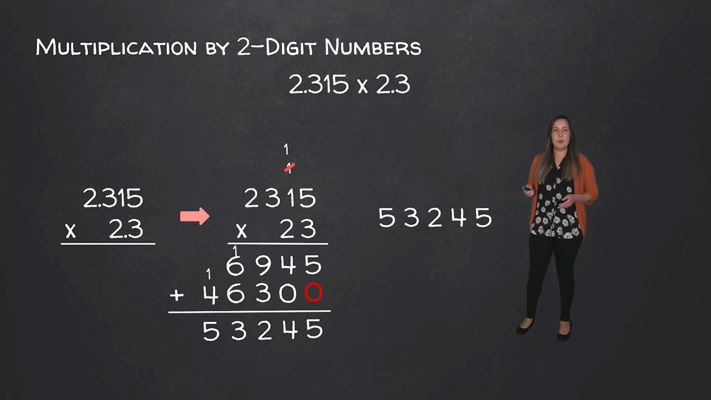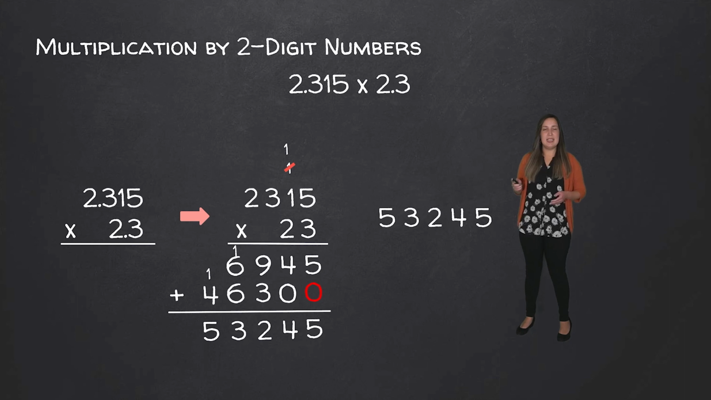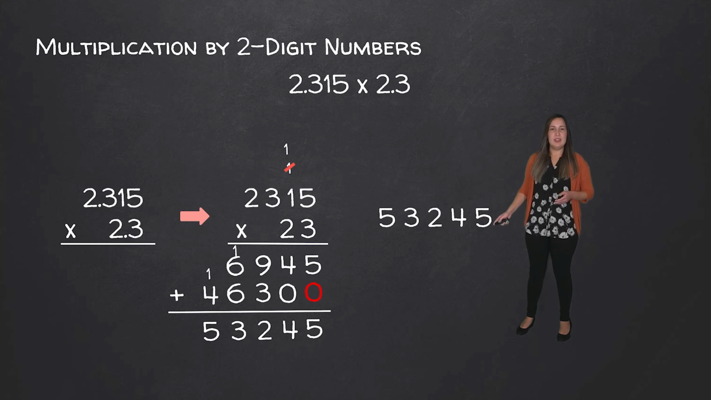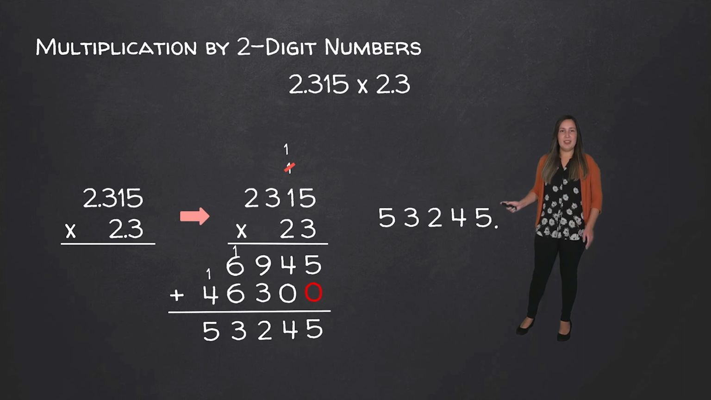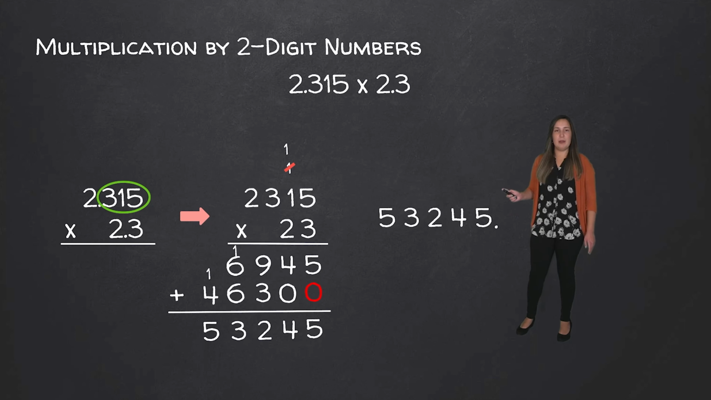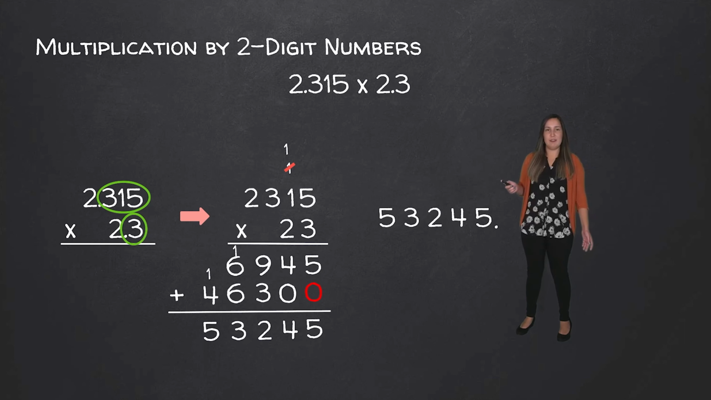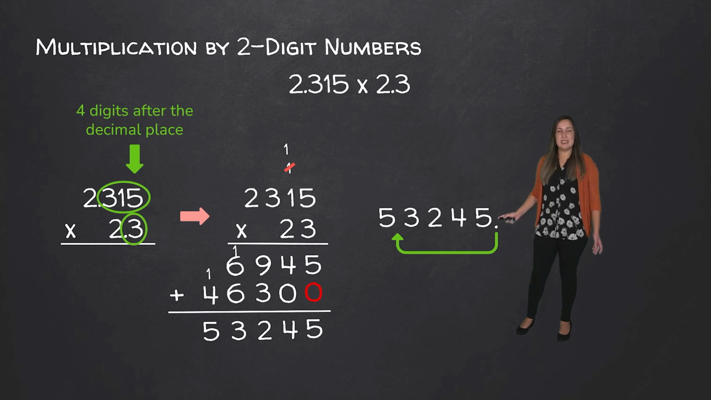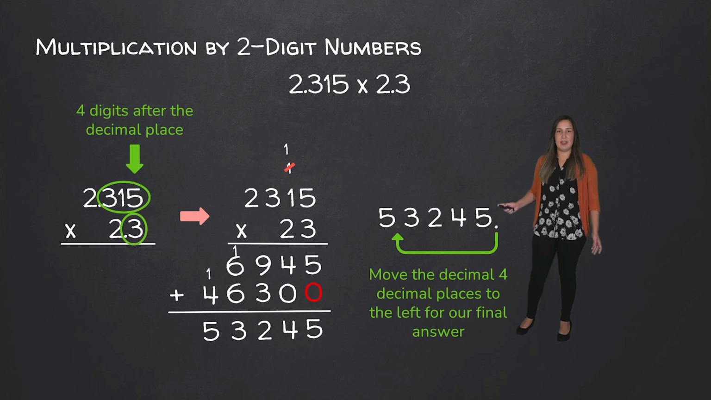So let's figure out what 2 315 thousandths times 2 3 tenths is equal to. So add a decimal at the end of this number, and then we're going to go back to our original problem and see how many digits we have after the decimal place. And in this case, we have a total of 4. That means we're going to take this decimal point and move it 4 decimal places to the left to get our final answer. So 2 315 thousandths times 2 3 tenths is equivalent to 5 3,245 10 thousandths. And that's it.